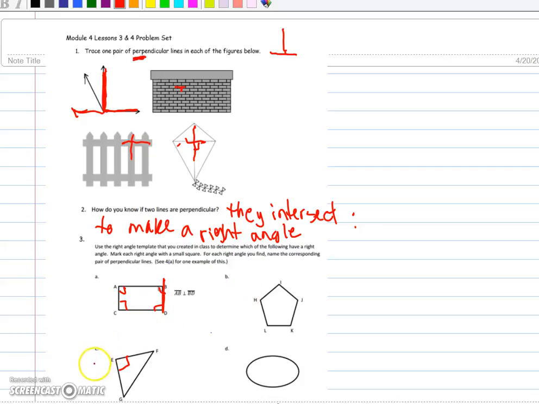So in this case, what we would do is we'd finish labeling these. AC is perpendicular to CD, and then BD is perpendicular to CD. And then on this line, we know that the two that intersect at 90 degrees would be EF is perpendicular to EG.